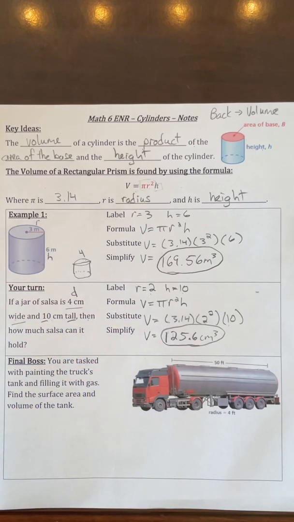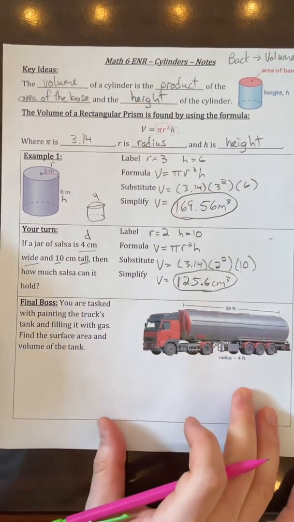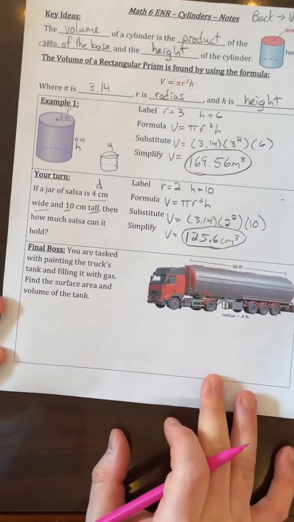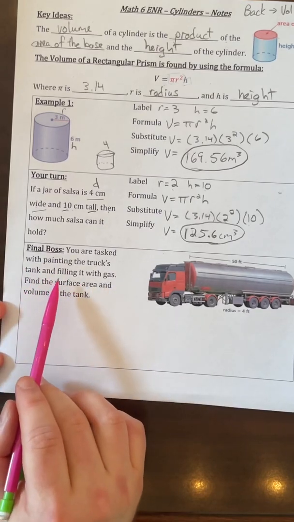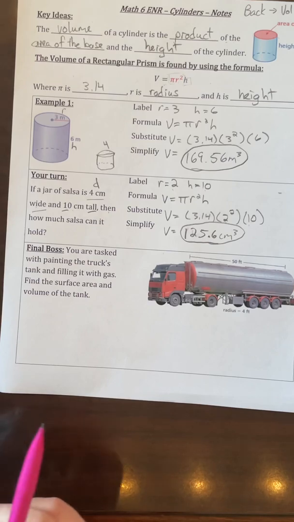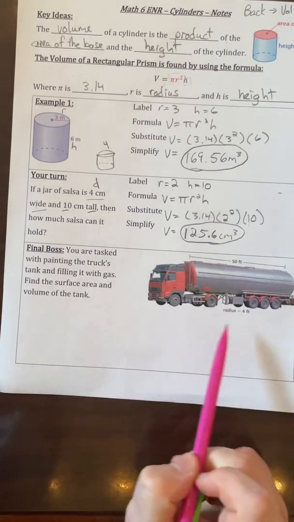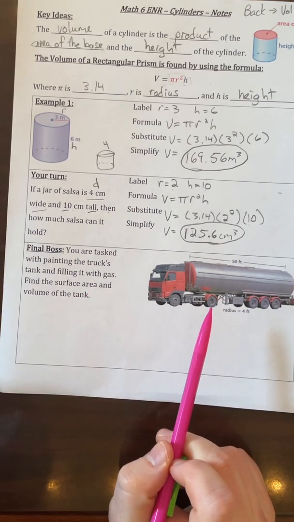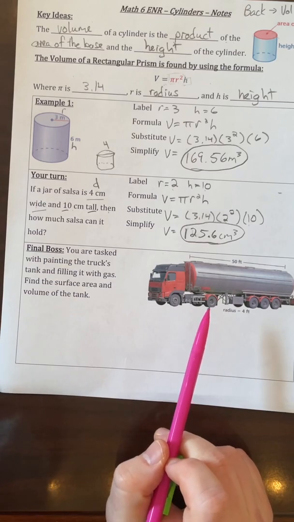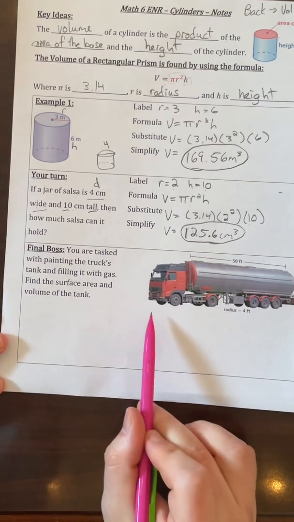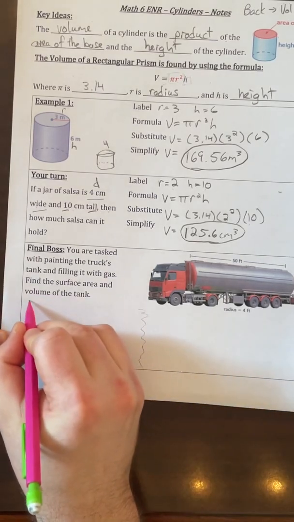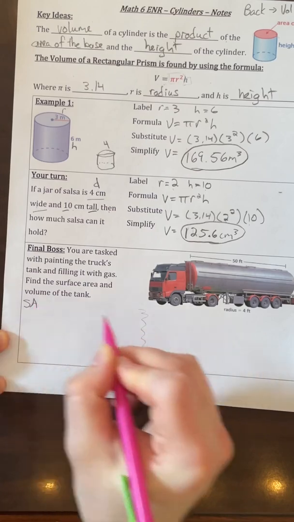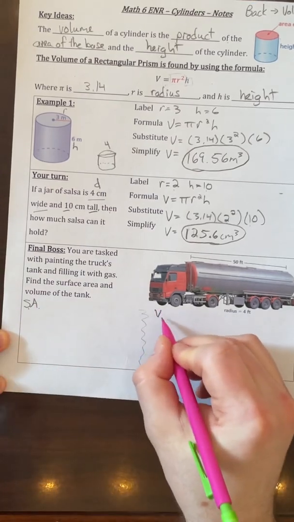So now lastly, putting those combined efforts together, you can think for your final boss battle, what can we do? Well, it says you're tasked with painting the truck's tank and also filling it with gas, so you're doing 2 jobs at once. It gives you the 2 dimensions you need to be able to solve it carefully. Maybe try this out for yourself. What I suggest you do is break it apart. First find the surface area, and then you can find your volume.